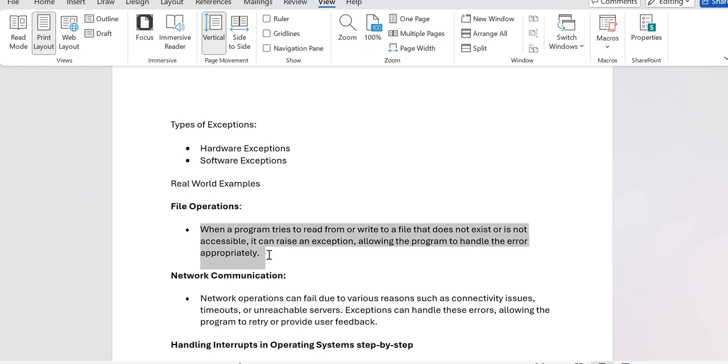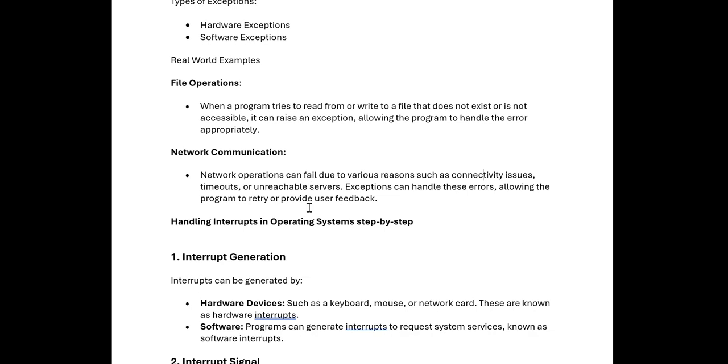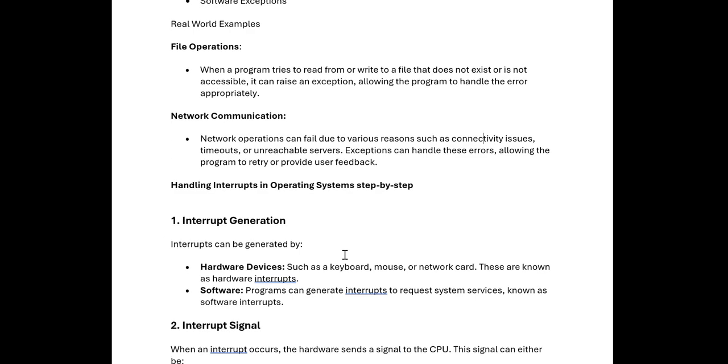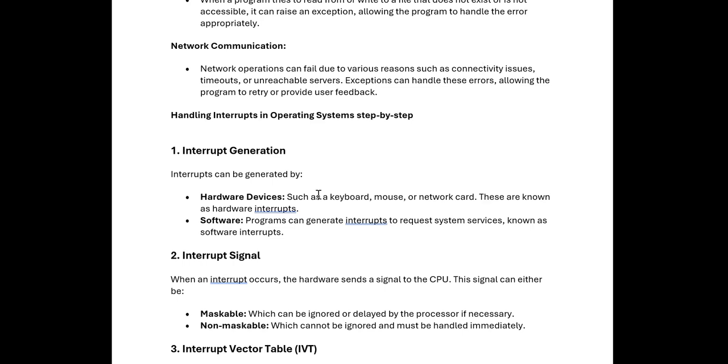When a program tries to read or write a file that does not exist or is not accessible, it can raise an exception. Network communication. Handling interrupts in an operating system, step by step. The first step is interrupt generation. Interrupts can be generated by hardware devices and software programs.